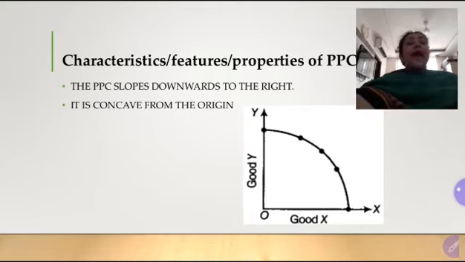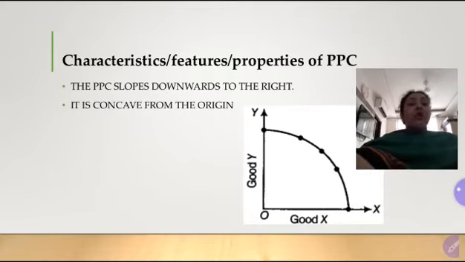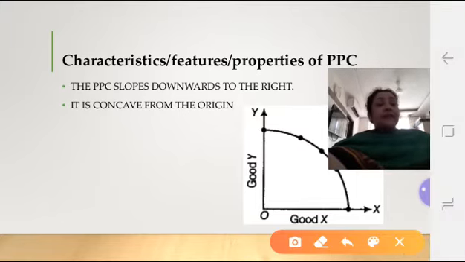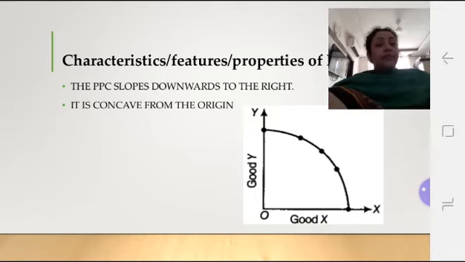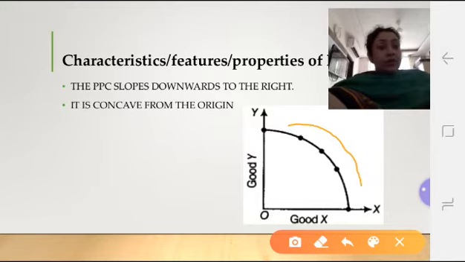Going further, these are the characteristics of PPC, or the properties or features of PPC. So the PPC always slopes downwards to the right, as you can look at this graph also. This is sloping downward to the right.